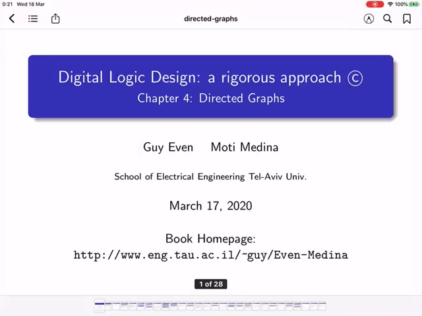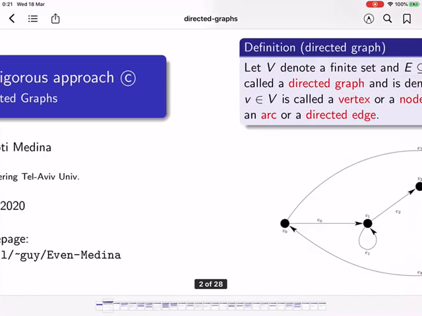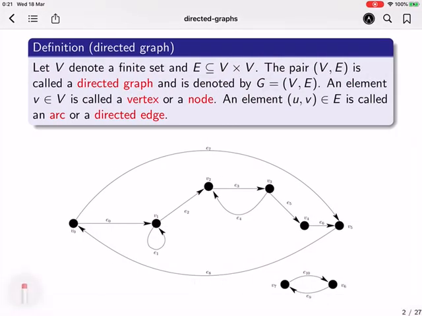Welcome to Chapter 4 on directed graphs. Let V denote a finite set, and let E be a relation over the Cartesian product of V with itself. The pair V, E is called a directed graph and is denoted by G equals the pair V, E. The elements of V are called vertices or nodes, and the elements of E are called arcs or directed edges.